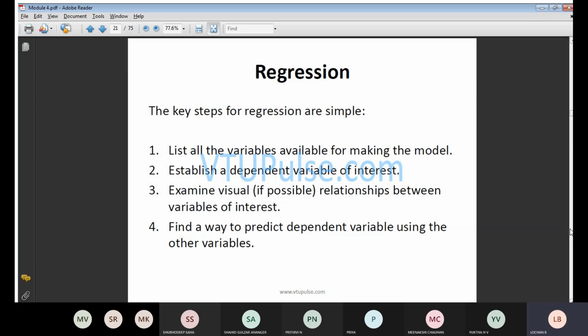Many times I told you that if you have a high-end software and the system is not supporting it with respect to your laptop or desktop, what are you going to do? You need to configure or buy new configurations which support all those things. We will take that and perform the operation, examining the visual relationship between the variables of interest, so as to predict the dependent variable using the other variables.